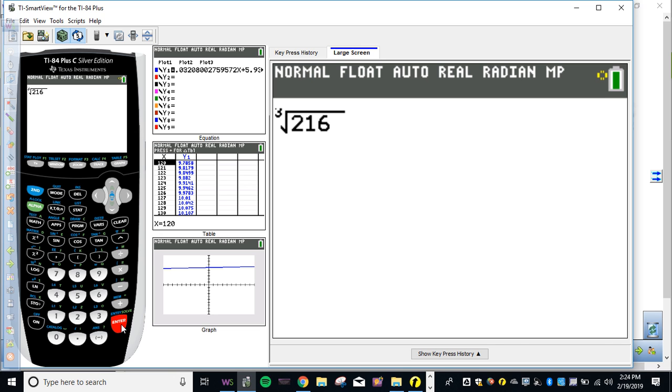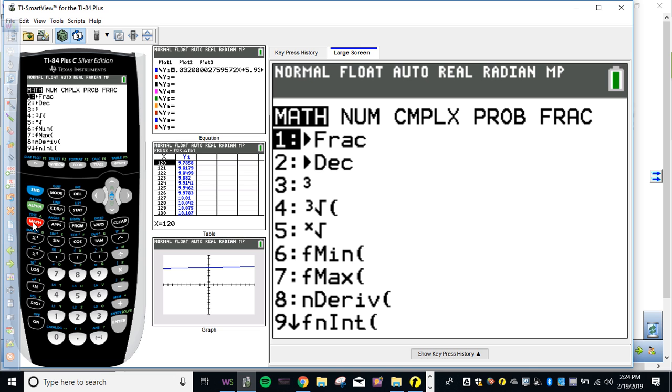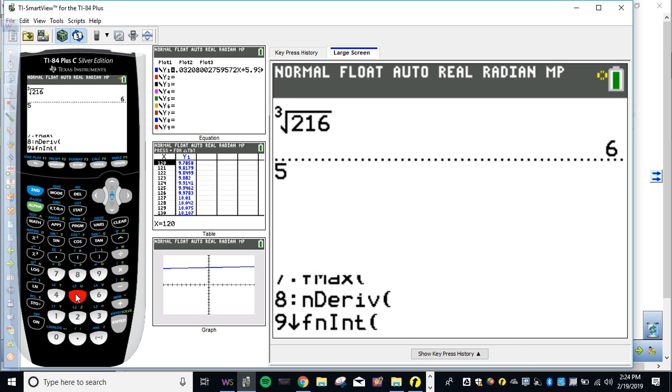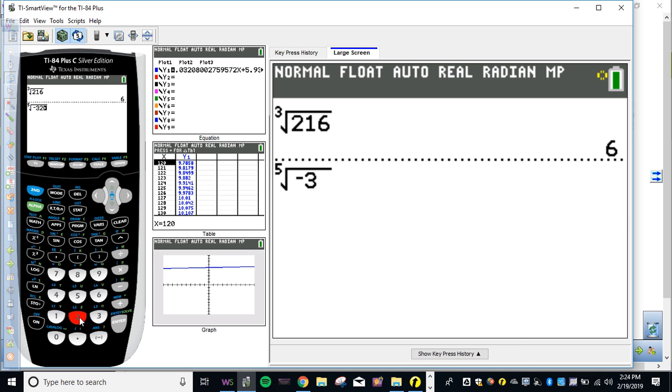Let's say I want to take the 5th root. Let's do the 5th root of negative 32. So hit 5, hit math, then hit number 5, the X root button. And then you can put in negative 32 and enter, you get negative 2. So if you need to take the 6th, 7th, 8th root, you just type in 8, hit math, number 5 for the X root button, and so on.